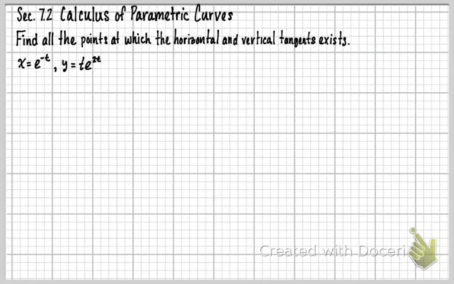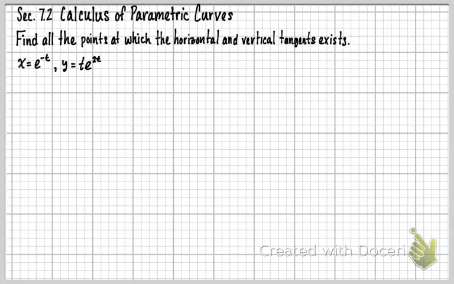Find all the points at which the horizontal and vertical tangents exist. So we have these set of parametric equations. What we need to do here is find all the points at which the horizontal and vertical tangents exist. That means we're going to have to find where the derivative is either 0 or undefined. If it's 0, we're possibly going to get a horizontal tangent. And if it's vertical, we're going to get an undefined slope or derivative.